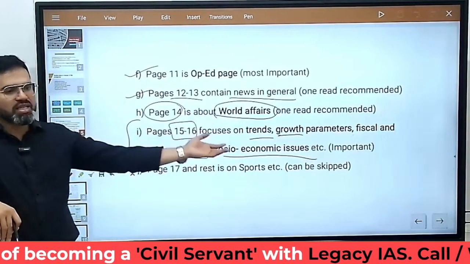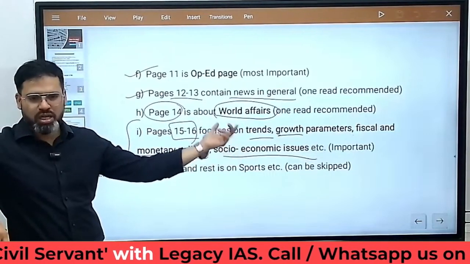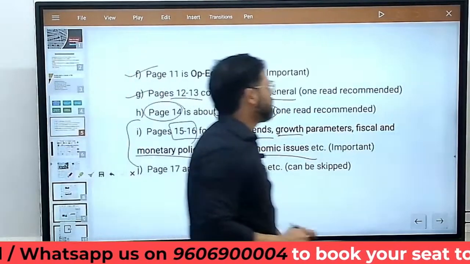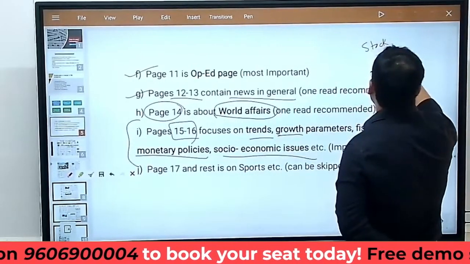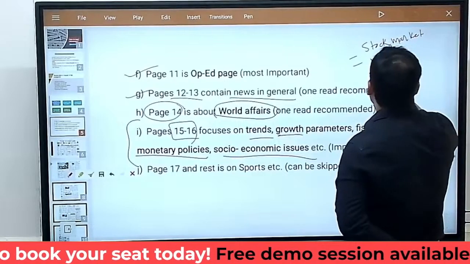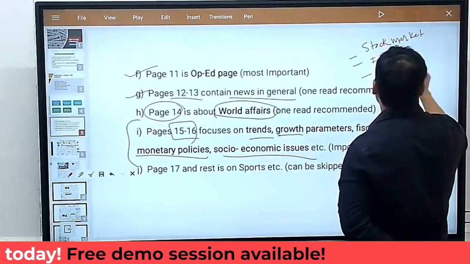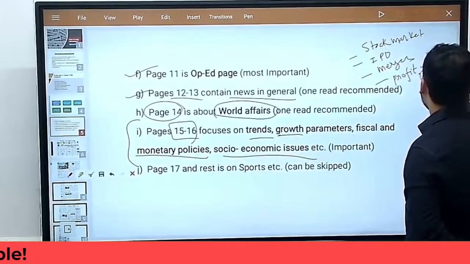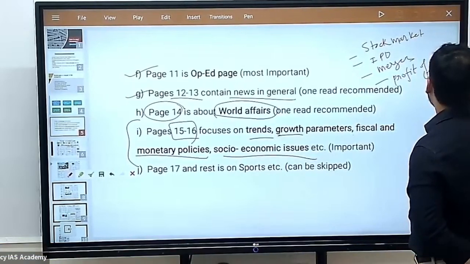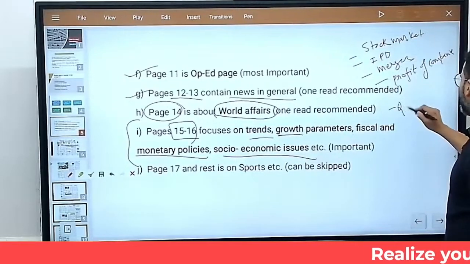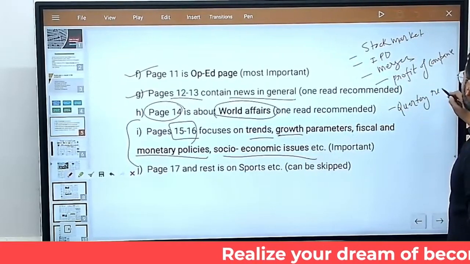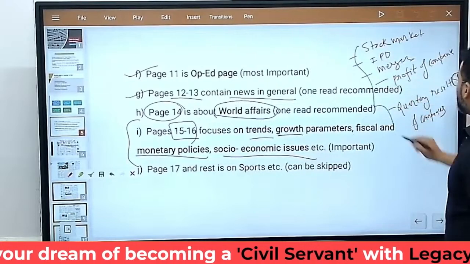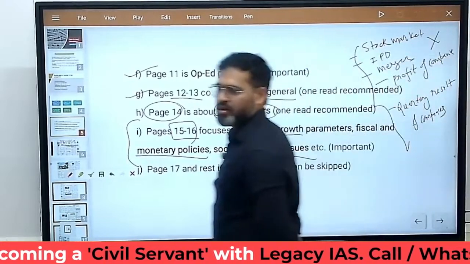वही हमने बताया था आपको, like inflation, growth, GDP indicators, correct? Repo rate, reverse repo rate, bank rate. कोई भी news which is related to the stock, any news which is related to the stock market, IPO, merger, correct? Any news related to the profit of companies, correct? Quarterly result of companies. These news are not important. Just leave them.